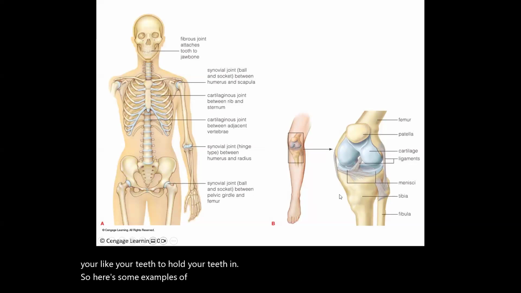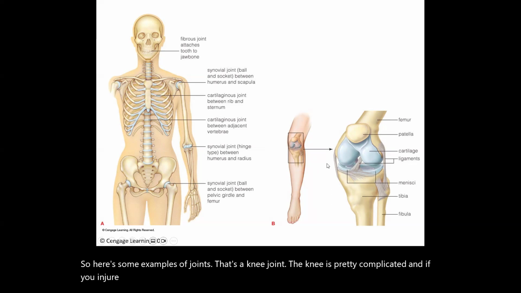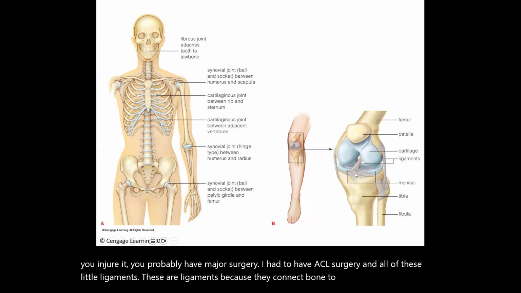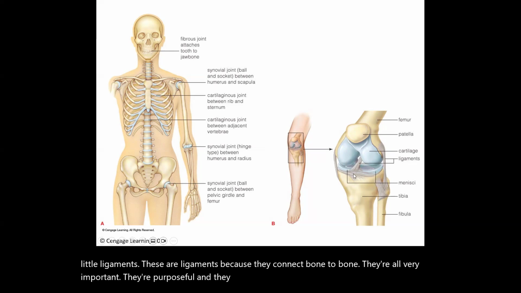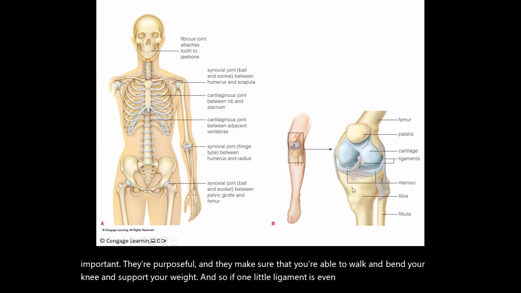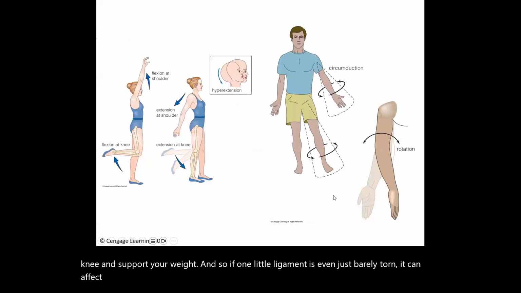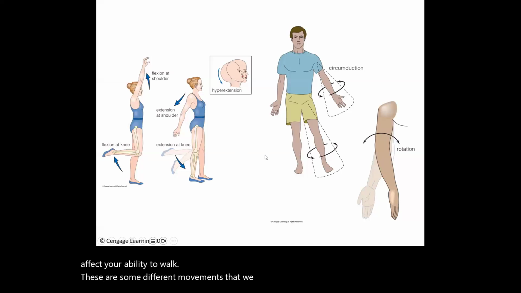That's a knee joint. The knee is pretty complicated. And if you injure it, you probably have major surgery. I had to have ACL surgery. And all of these little ligaments, these are ligaments because they connect bone to bone. They're all very important. They're purposeful, and they make sure that you're able to walk and bend your knee and support your weight. And so if one little ligament is even just barely torn, it can affect your ability to walk.